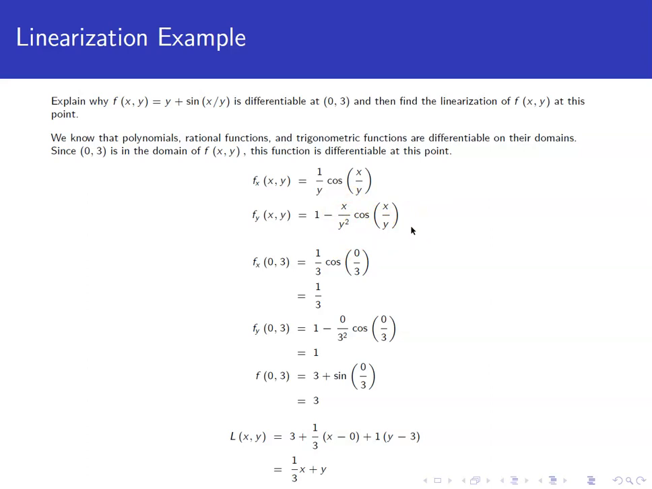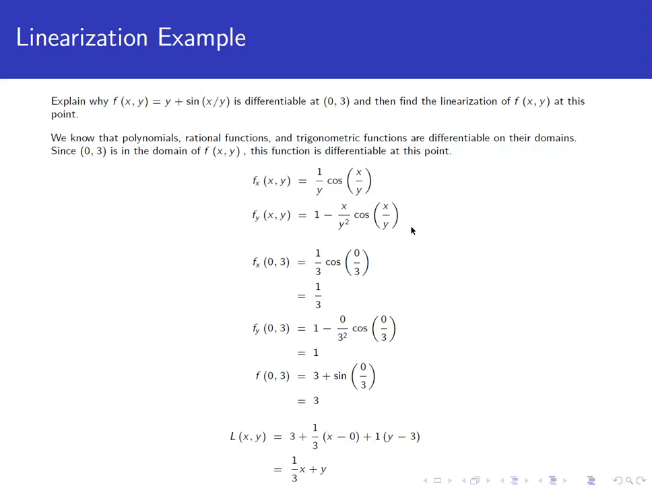Now that we've found the partials, we can figure out the numbers that we want to be able to form our linearization. So we're going to put the point (0, 3) into each of those partial derivatives. When you put (0, 3) in for the first one, you get 1/3 cosine of 0 over 3. Cosine of 0 is 1, so you get 1/3. In the second one, we'll have 1 minus 0 over 3 squared times cosine of 0 over 3. Well, 0 over 3 squared is 0, so we just end up with 1 in that case.